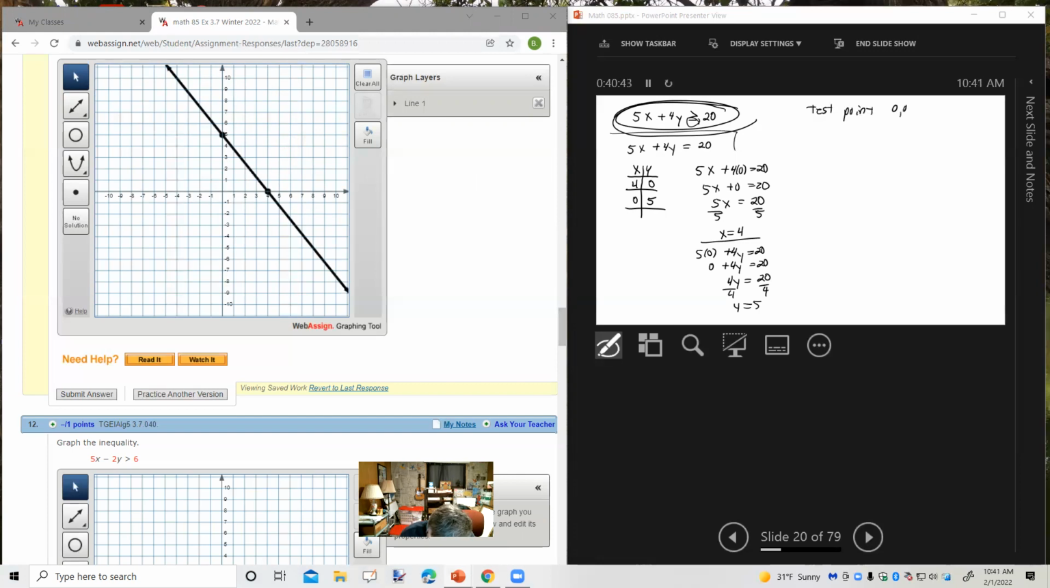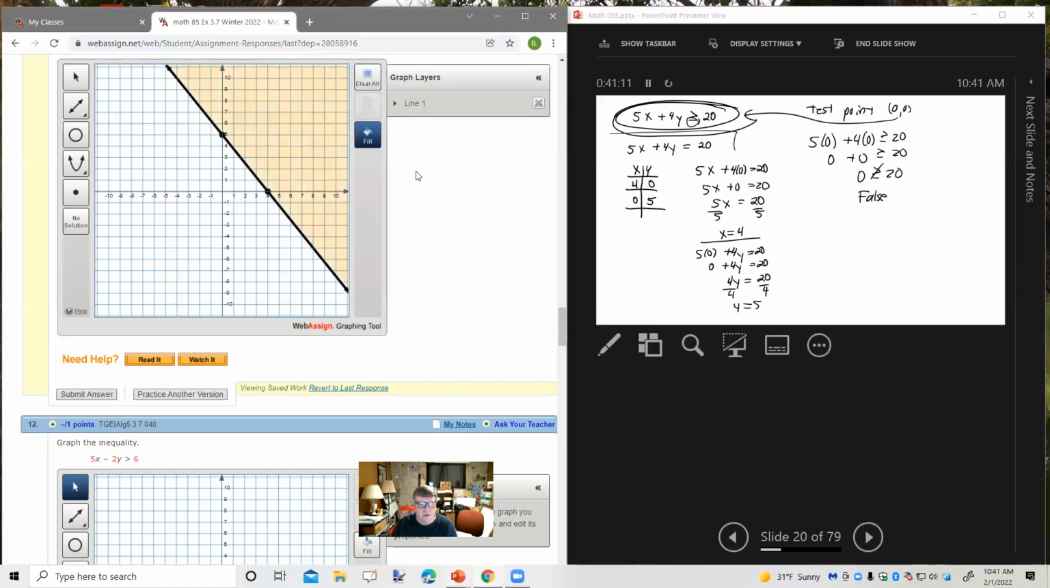So I'm going to use 0, 0, and that's going to go in here. 5 times 0 plus 4 times 0 greater than or equal to 20. 0 plus 0 greater than or equal to 20. 0 greater than or equal to 20. That is false. So the test point, 0, 0, fails, which means my solution is on the other side of the solid line. So fill, there it is, and there's my solution.